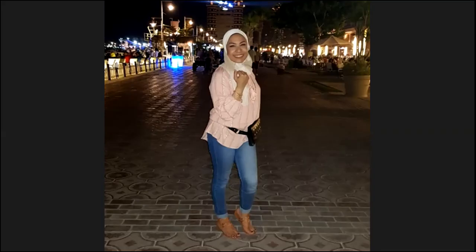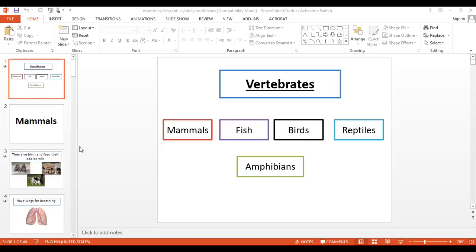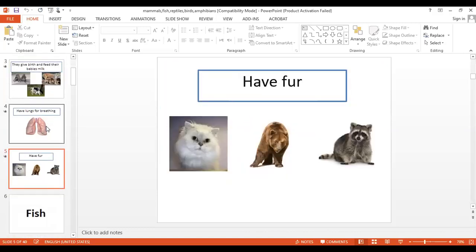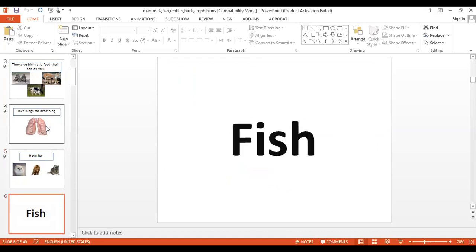In the next PowerPoint, we talked about the classification of the animals. We were talking about how we classified them. We started with the mammals. Now we're going to continue with the rest of the classification. So we're going to go with the fish.